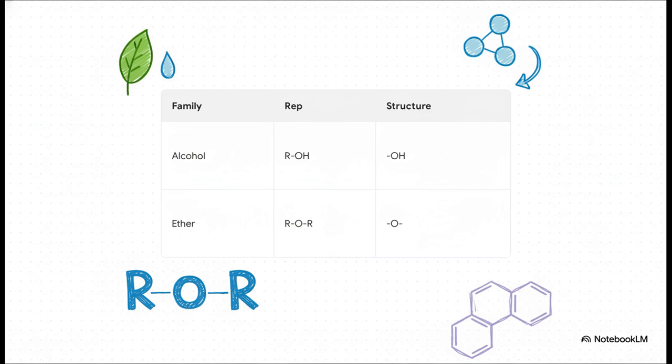But what if we do something a bit different? If we take an oxygen atom and sandwich it directly between two R groups, we get an ether. The structure is an oxygen single bonded to 2 carbon chains, written as ROR. It's wild how just playing with simple single bonds creates entirely different chemical properties.